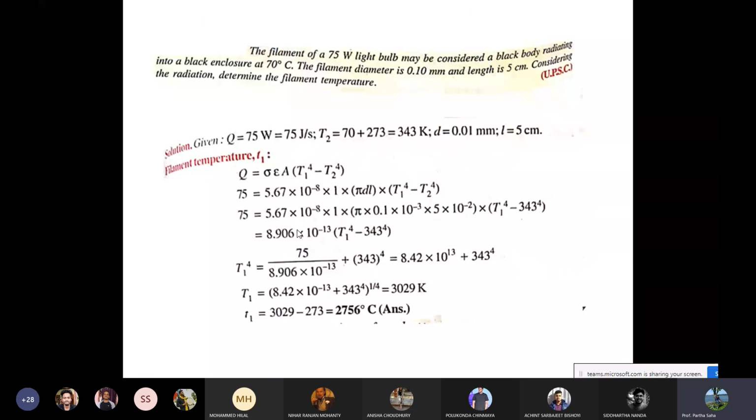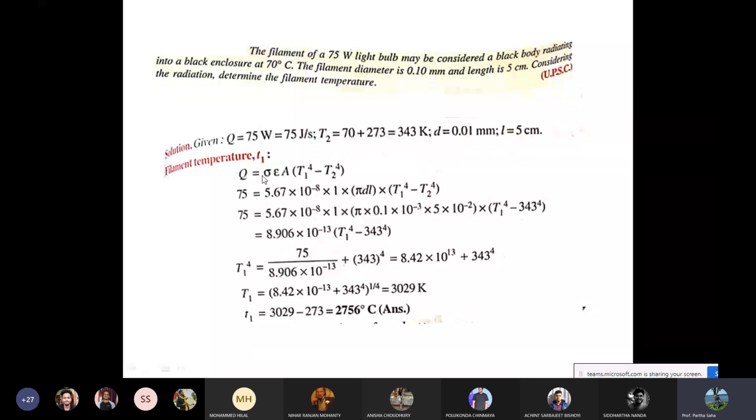Now another straightforward example: the filament of a 75 milliwatt light bulb may be considered as a black body radiating into a black surface enclosed at 70 C. The filament diameter is 0.10 millimeter and the length is 5 centimeter. Considering the radiation, determine the filament temperature. So all the parameters are given.